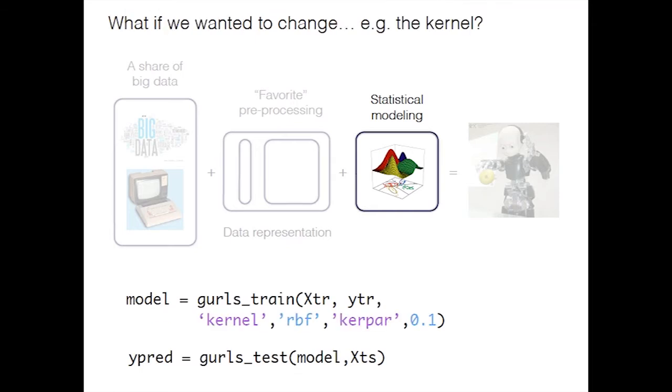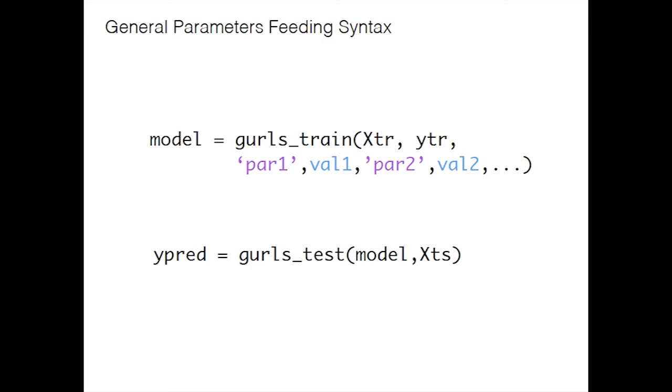If you are an advanced user, so you know what a kernel is and probably a good range for your parameter, you just have to specify it in the function. So, for example, here we perform the learning with a Gaussian kernel with sigma 0.1. In general, if you have more knowledge about your problem, you can just specify it in the GURLS train function by a sequence of parameters and values.